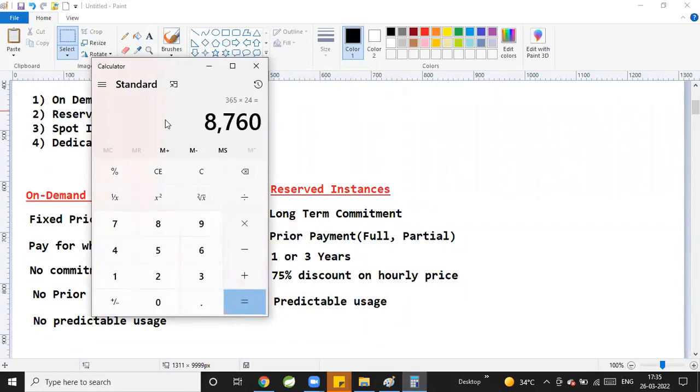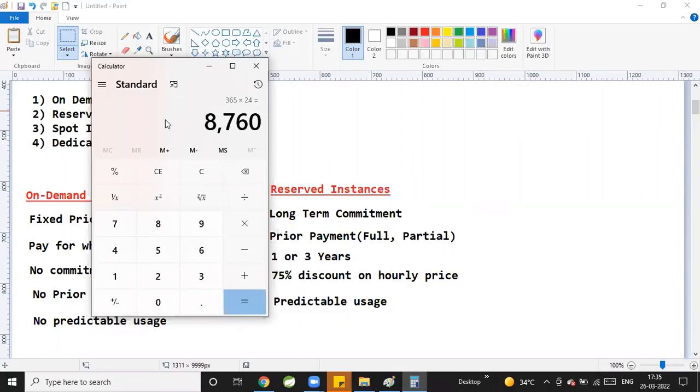8,760 hours you are going to take that instance. That means 8,760 hours you want to use the instance. That is a 1 year commitment. For 8,760 hours you have to pay the bill amount if you want to go for a reserved instance.